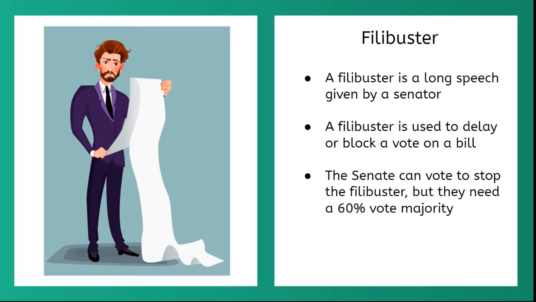Once a bill is in the Senate for a vote, a senator might extend the debate by giving a really long speech. This is called a filibuster and is used to delay or even block a vote on a bill. If a filibuster is happening, the Senate can vote to stop it by having a 60 to 40 vote.